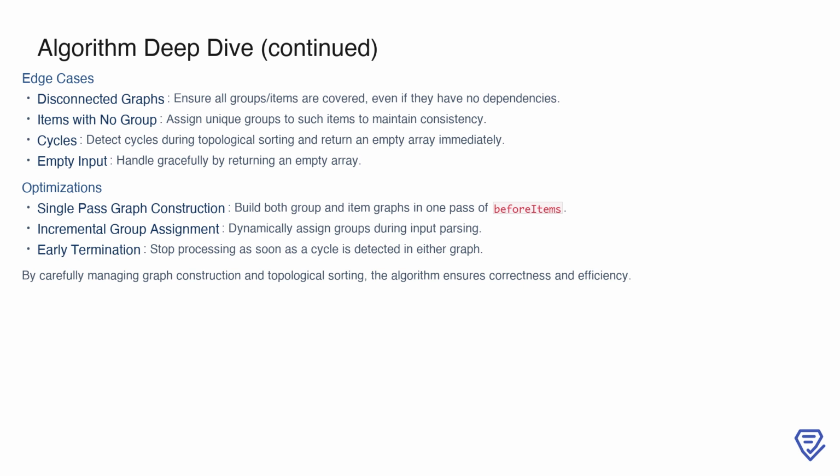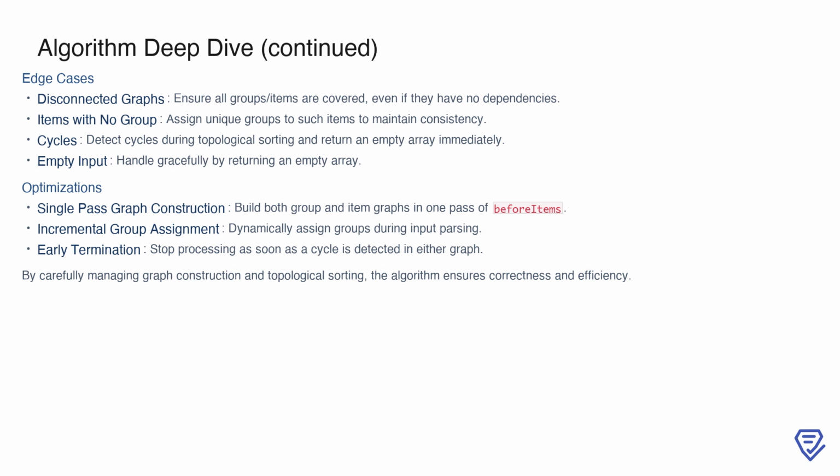To further optimize the algorithm, we can construct both the group and item dependency graphs in a single pass through the beforeItems array. Incremental group assignment during input parsing helps reduce overhead, and early termination upon detecting a cycle improves efficiency. With careful management of graph construction and topological sorting, this approach ensures both correctness and optimal performance in solving the problem.